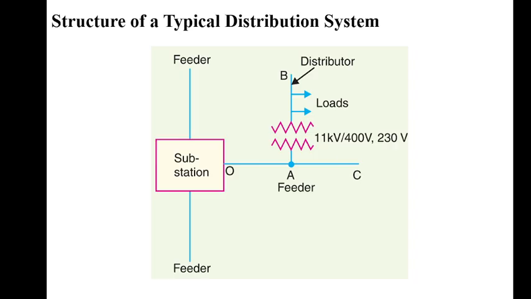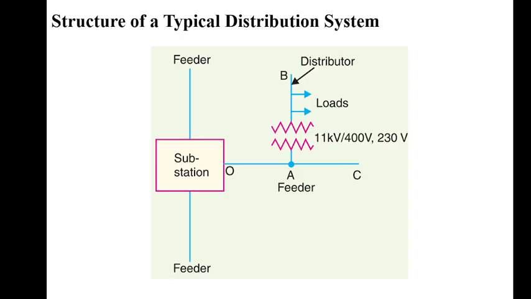This is just a brief introduction, and this figure shows a simple distribution system with the connection between a substation, feeders, distributors, and consumer loads. The substation receives power from the transmission system and steps it down to a suitable voltage for distribution. Feeders carry the electrical power from the substation to different points in the network, and from the feeders, distributors branch out to supply power to various loads such as residential, industrial, or commercial consumers.